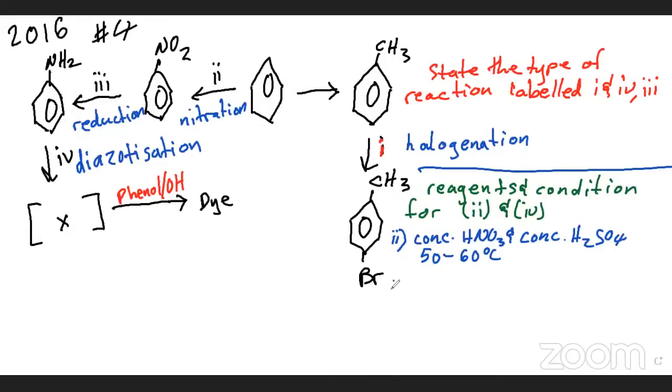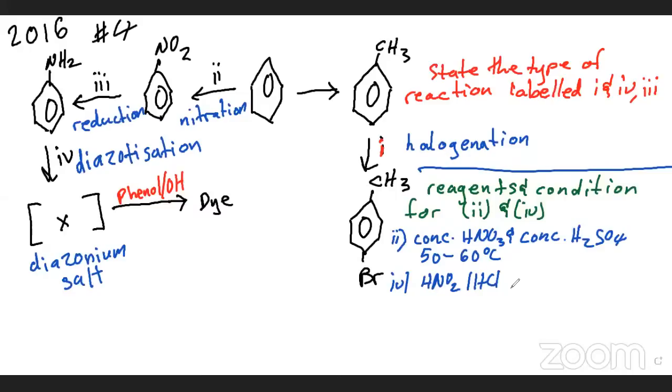So that's for 2. For 4, what is the reagent? Not phenol here; we are going from the phenylamine to the diazonium salt. So what do we react the amine with to get the diazonium salt? Nitrous acid and HCl. And the temperature? Below 5 degrees. The study guide said below 10, so let us work with the study guide.